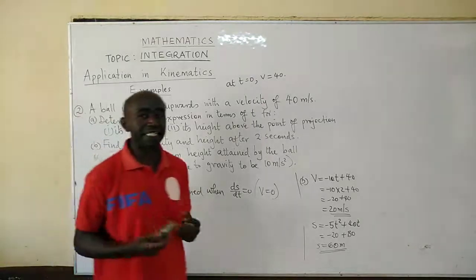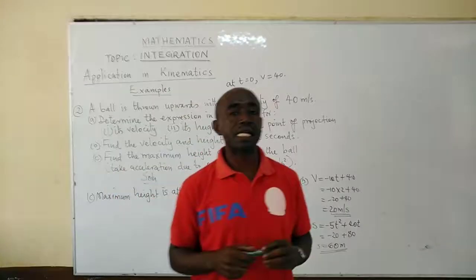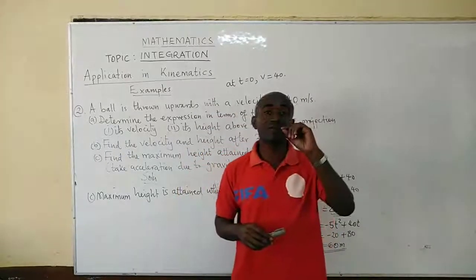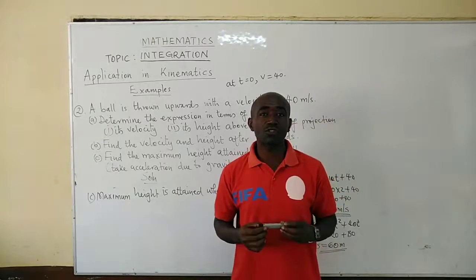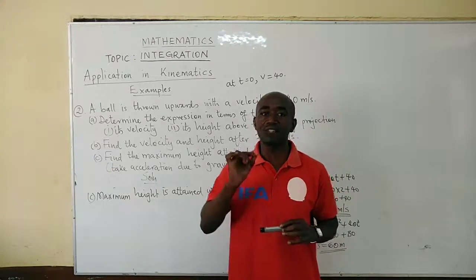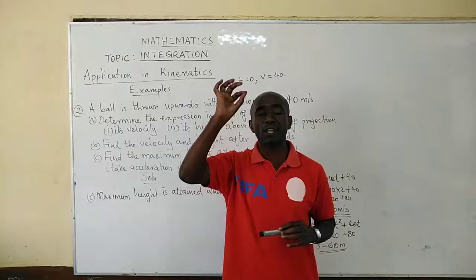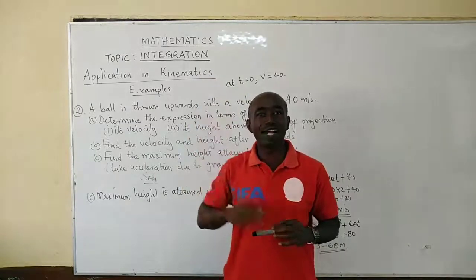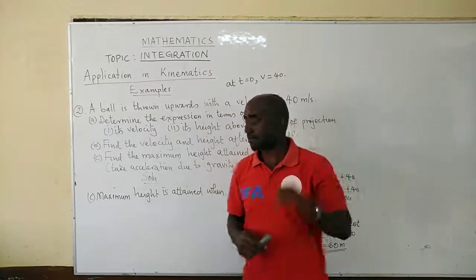Even practically, if you throw an object upwards, it will reach maximum height when the velocity is 0. As it moves up, the velocity keeps on reducing until at a certain point, velocity is 0. Then it starts to move back. That is the maximum height.